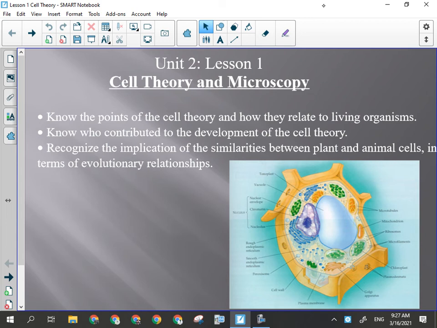All right, for something to be considered alive, what are some characteristics it should exhibit? Things it should be able to do or things it should have? So, grow, absolutely. Growth would be one. Okay, what else? Something to be considered alive. What else would it have to do?